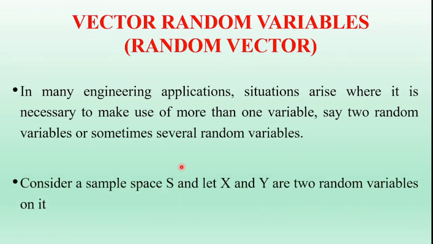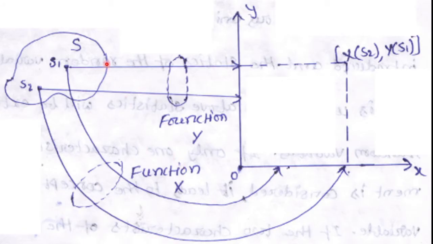Consider a sample space capital S. Here in this diagram, this is the sample point. In this sample space, consider two sample points, S1 and S2. Capital X and capital Y are the two random variables. This is the x-axis, the value of the random variable X, and this is the y-axis, the value of the random variable Y. And this is the point. And this sample point is mapped into the plane.